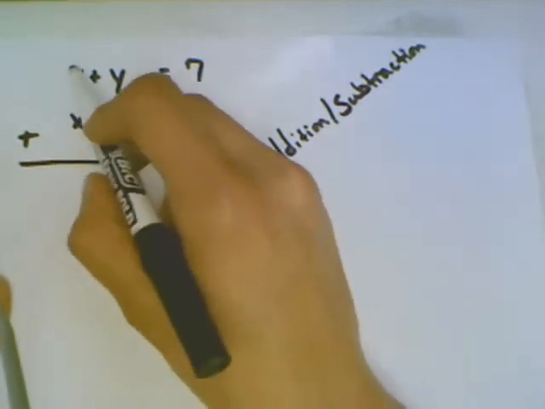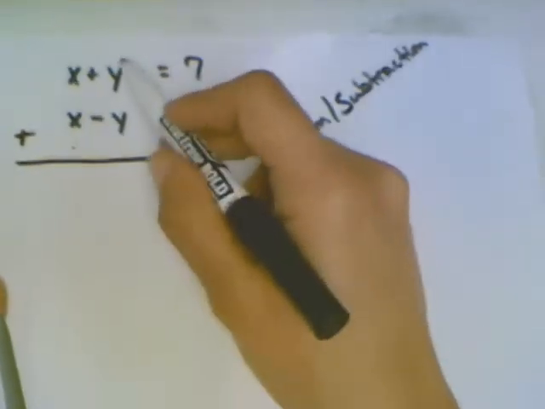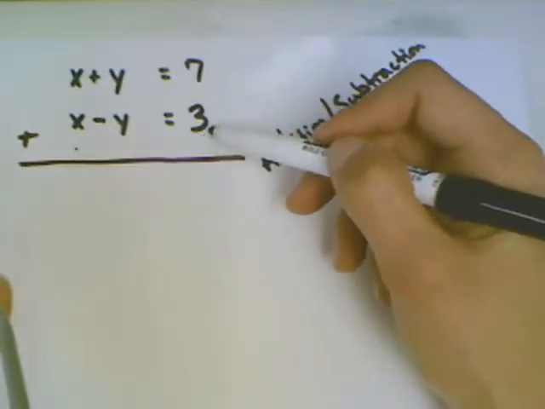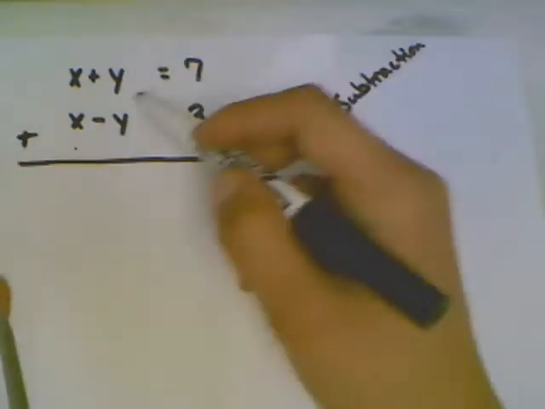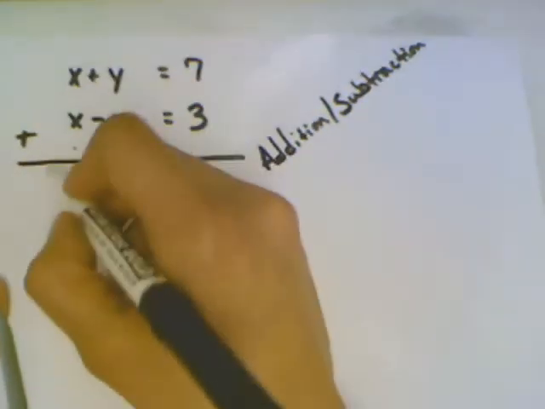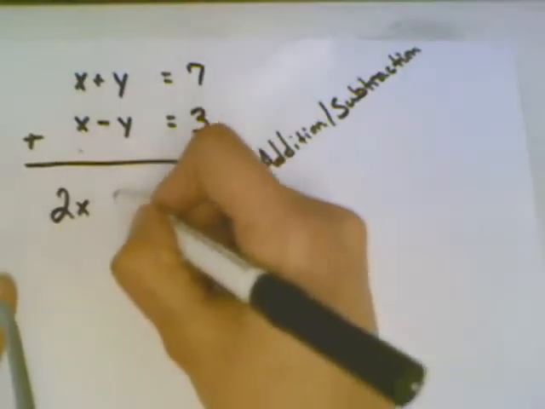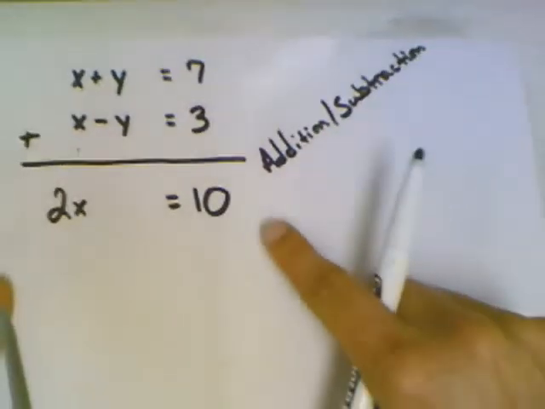Notice that to do this though, we need our variables lined up. X's are lined up vertically, y's are lined up vertically, and the numbers on the side are lined up vertically, all in the same positions in the equation. So all I'm going to do is add the equations together. x plus x is 2x, y minus y is 0, and 7 plus 3 is 10.